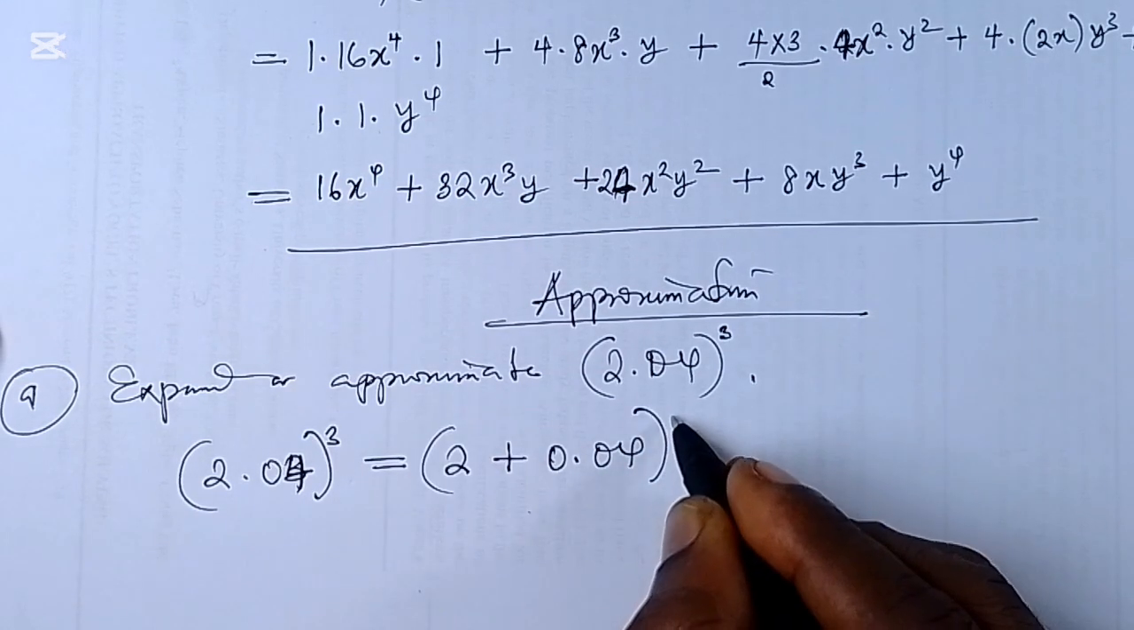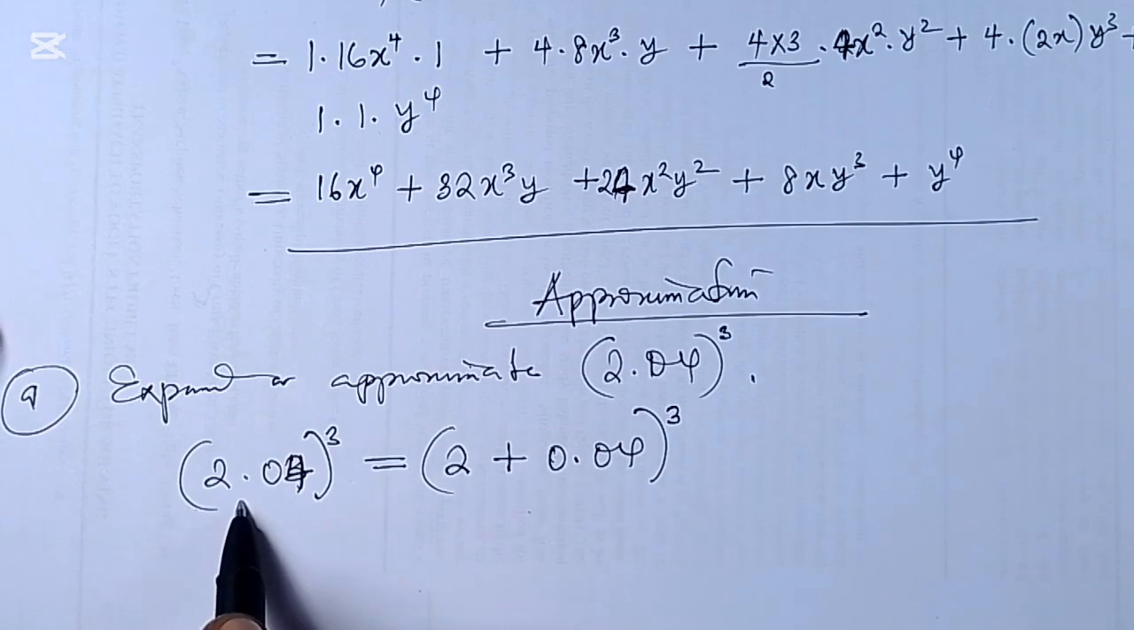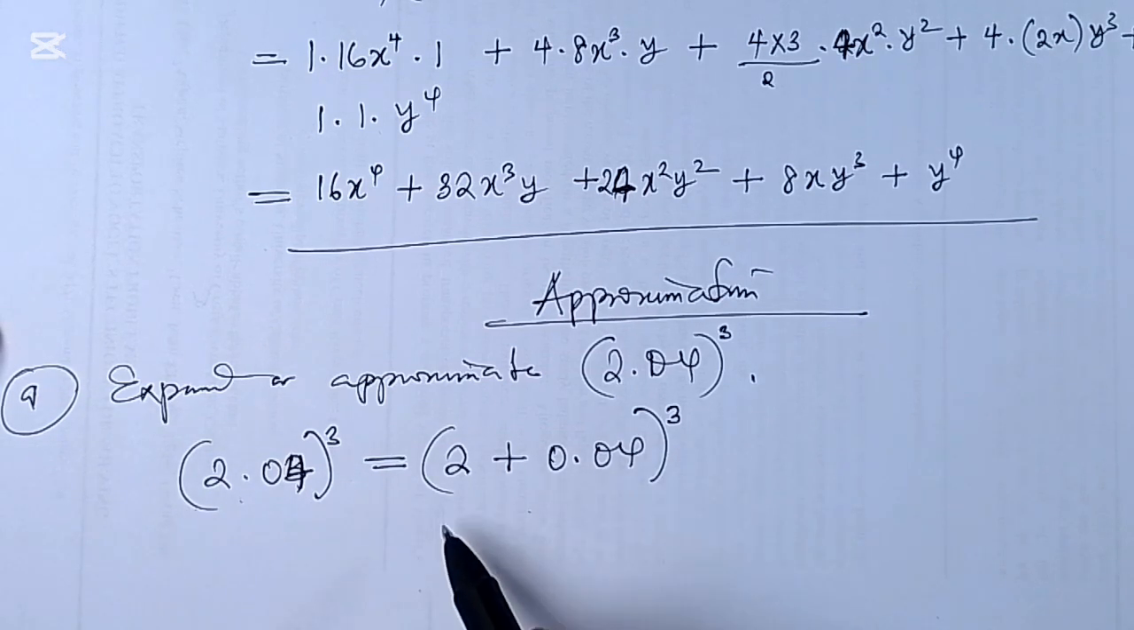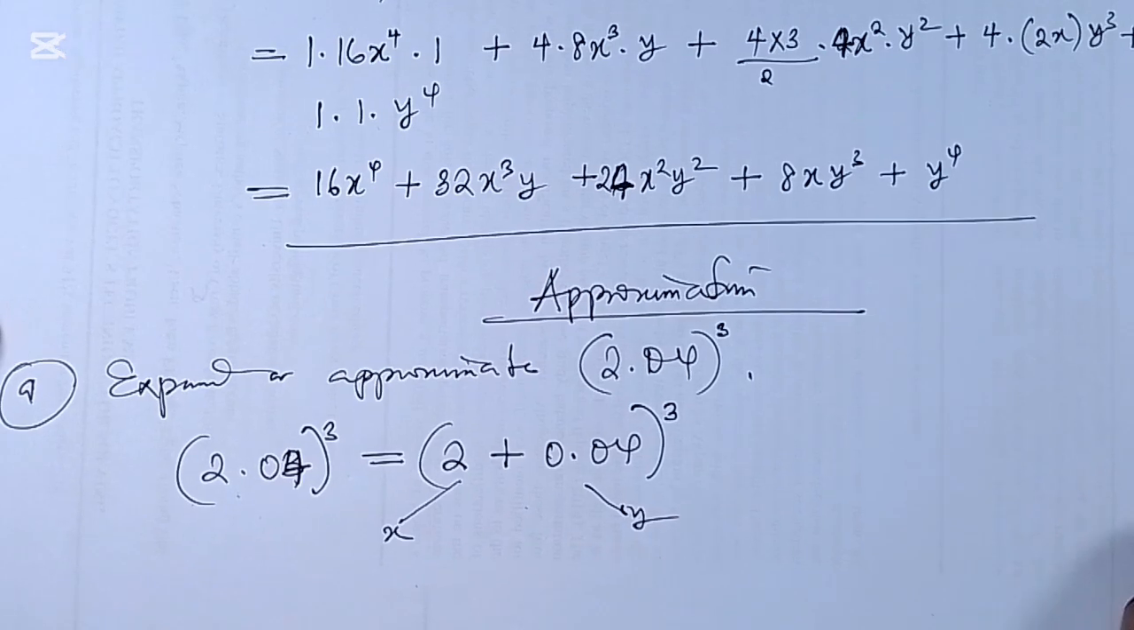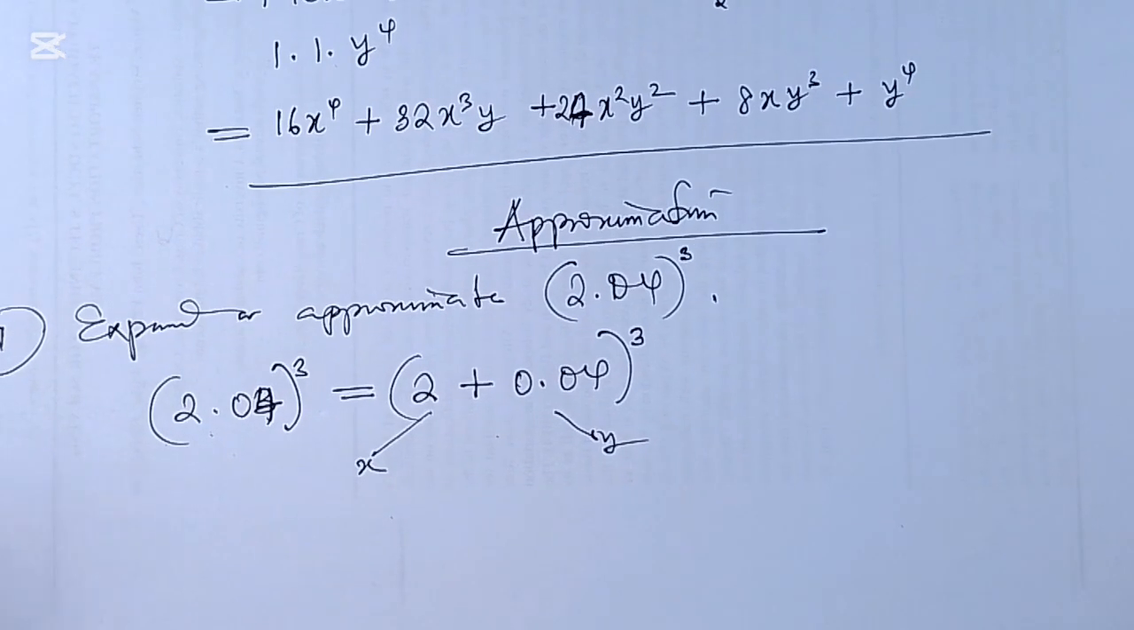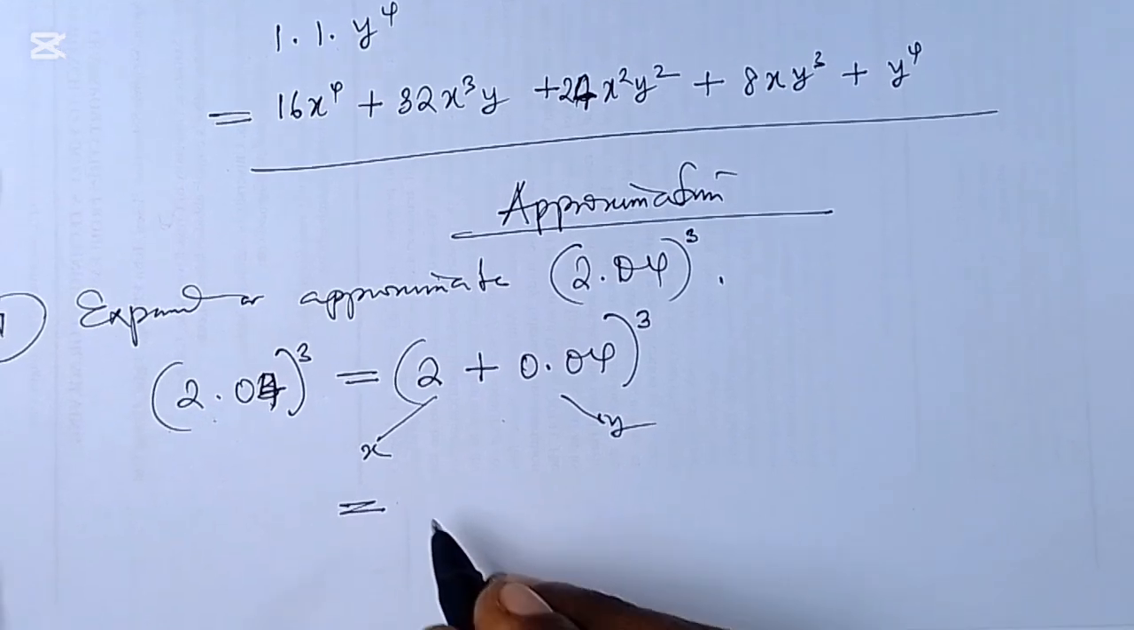Okay, notice what I have just done. I have just decomposed this problem to look like a binomial where the 2 becomes my x and this becomes my y. Okay, so the problem reduces to x plus y raised to the power of 3. Now, I'm going to put it here.